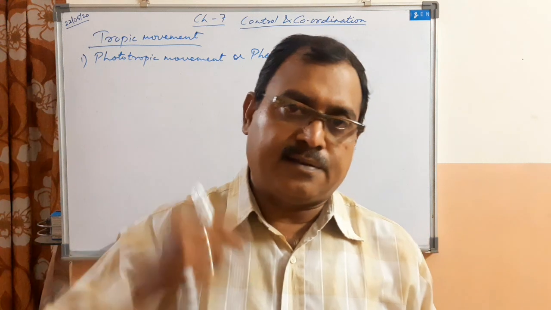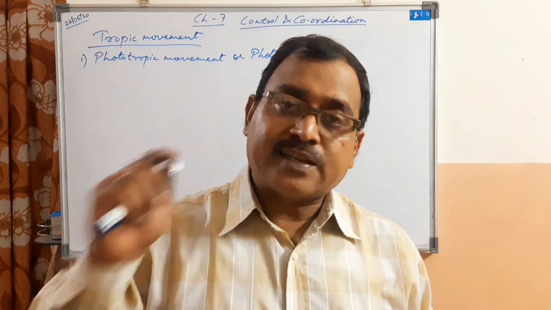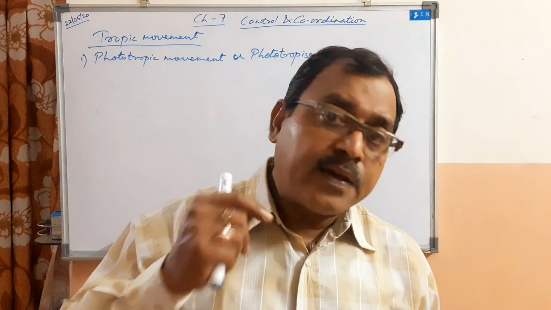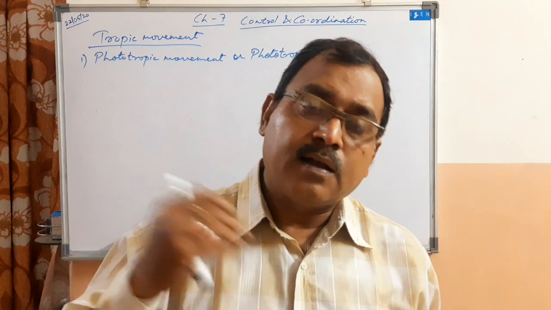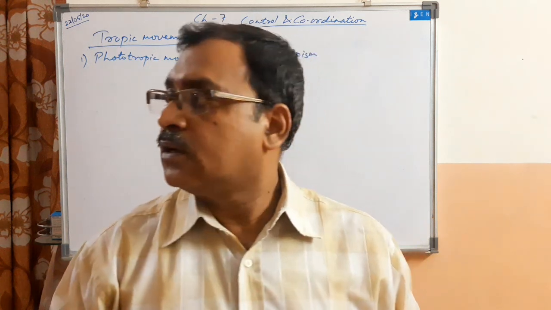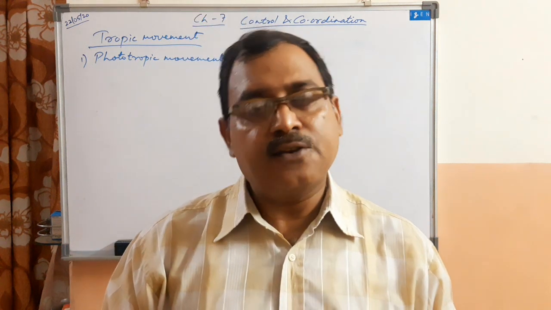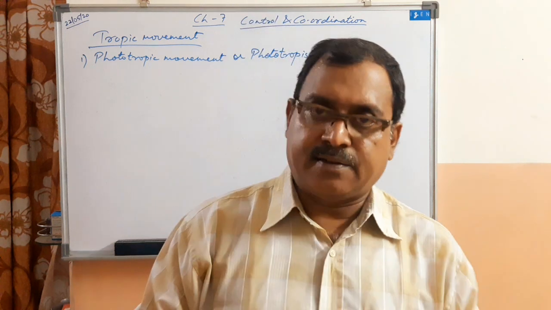You must have seen that the stem grows towards light. Above the soil, it always grows towards the light. So the stem will be said to show positive phototropism. On the other hand, the roots grow under the soil, that is, away from the light source. So roots will show negative phototropism. Clear, children? So tropic movement means movement of a plant part due to the stimulus of light.